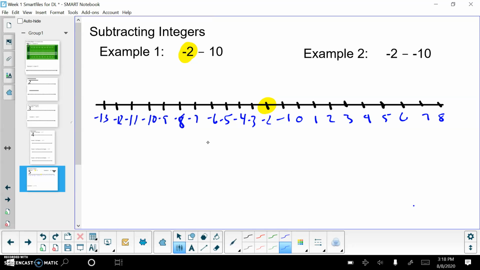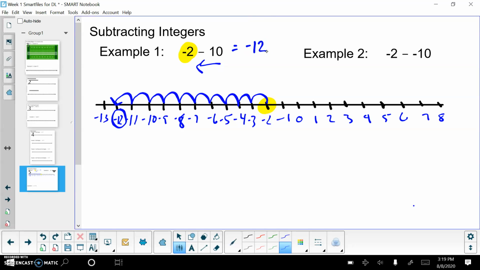Now that says minus or take away, which means if you're taking stuff away, it should be getting smaller. So that would mean I would need to go to the left on my number line, because the left side is where you go to get to your smaller numbers. So from the -2, I'm going to go 10 spaces to the left. 1, 2, 3, 4, 5, 6, 7, 8, 9, 10. And I end up right here at the -12.